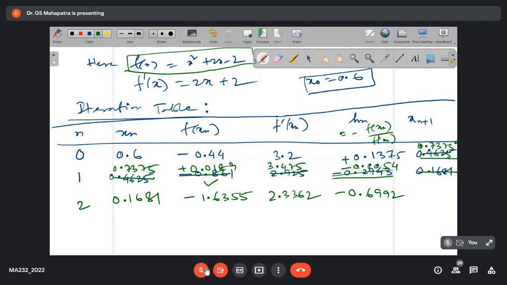0.7375 minus 0.0054. So it is 0.7321. Correct. 0.7375 minus 0.0054. Fine, correct this one. Now, so this one is totally wrong. I will change it here. So the second iteration, xn is 0.7321. What is the f of xn?